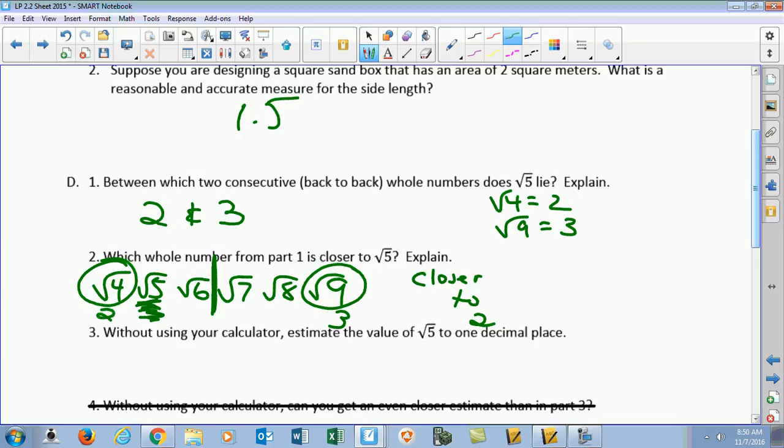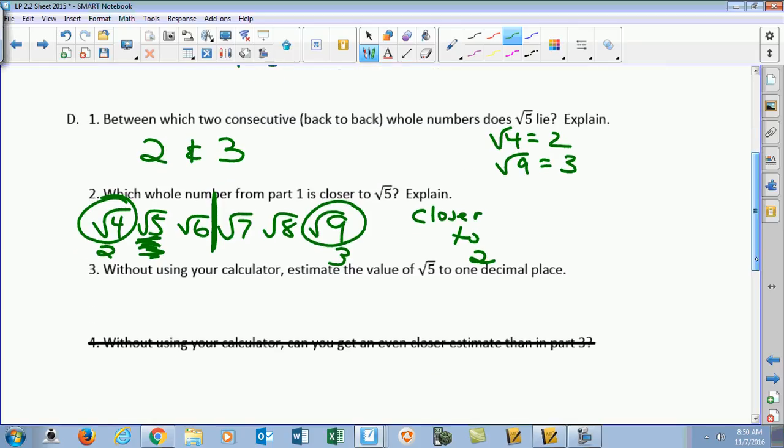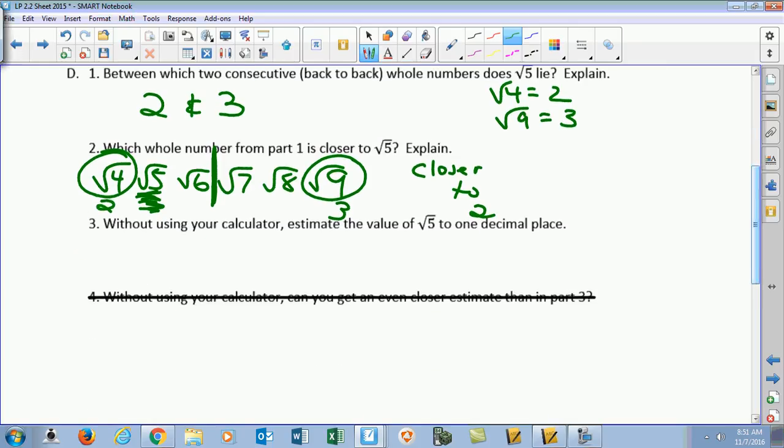So here, without using a calculator, can you estimate the value of the square root of 5 to 1 decimal place? So if this is 3, and that's 2, if this was the middle, it'd be 2 point what? 5. So it's over here. Someone give me a wild guess. If you were to estimate that to the nearest tenth, what would you come up with, Katie?